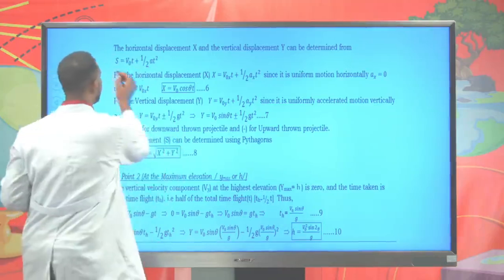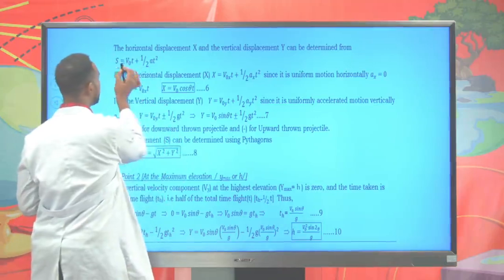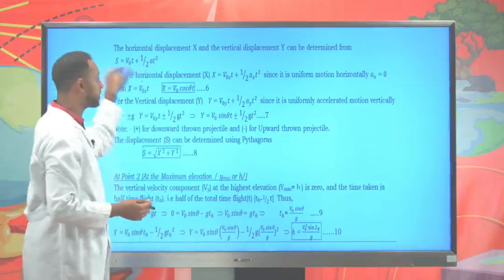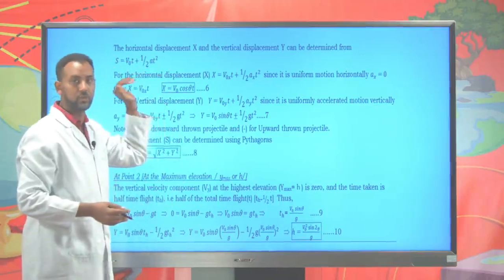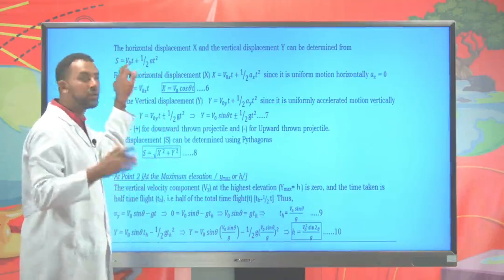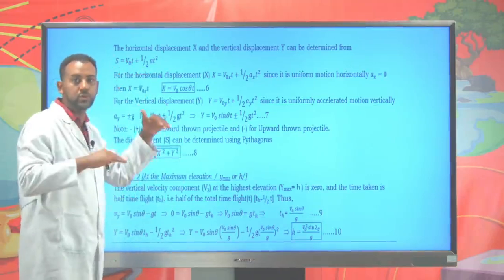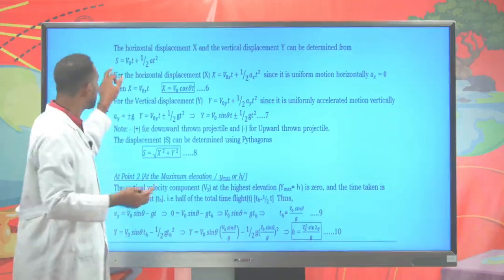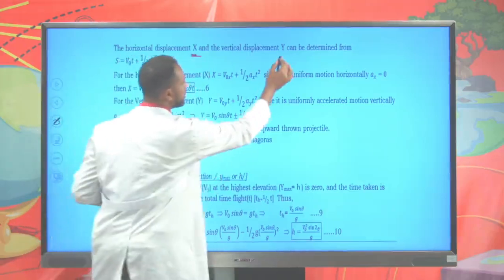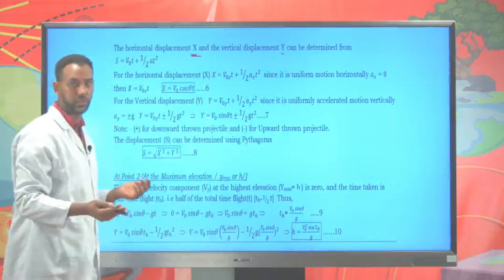We know that the displacement equation is displacement s is equal to initial velocity times t plus half a t squared. This is the general equation that we use for uniformly accelerated motion. And we have to decompose this displacement into horizontal and vertical. For horizontal, we use x, okay? And for vertical, we use y, or h sometimes.